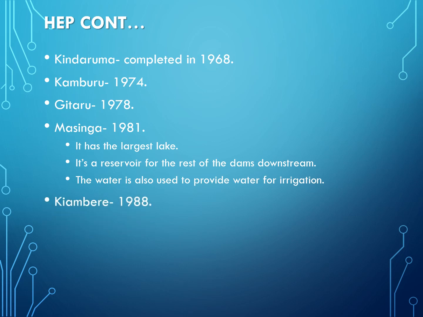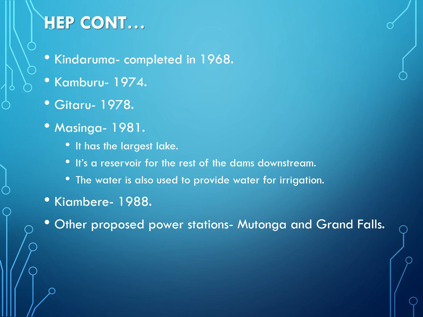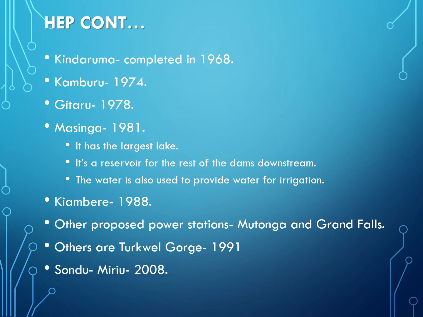Then Kiambere in 1988, that should be in Embu County if I'm not wrong. So those are the completed ones. Then we have other proposed ones. We have Mutonga and the Grand Falls, and that will make the Seven Forks dams. We also have others elsewhere, not necessarily along River Tana. We have the Turkwel Gorge, which was completed in 1991. We have the Sondu Miriu, which was funded, I think, by the Japanese government, completed in 2008.